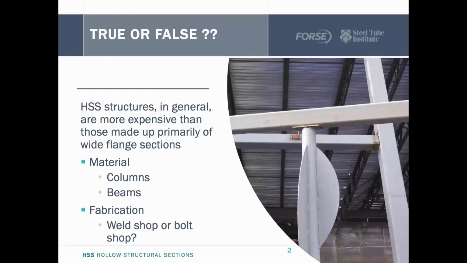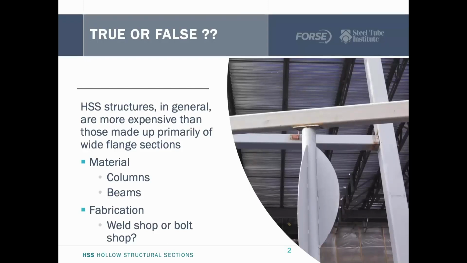So when we talk about structures in general, so a completed structure, there are those two major components to that, the material and the fabrication costs. Material cost per pound of HSS is different than material cost per pound of wide flange section, obviously. So if I'm comparing the cost per pound, that's almost like comparing apples to oranges.